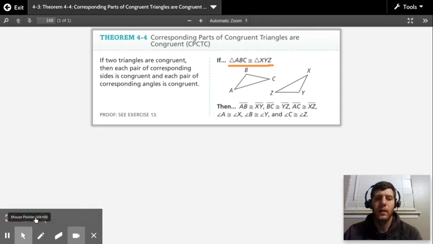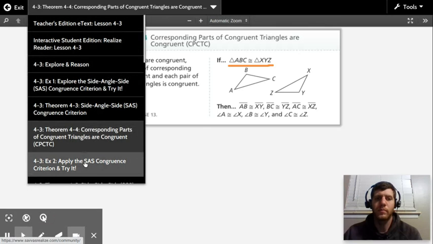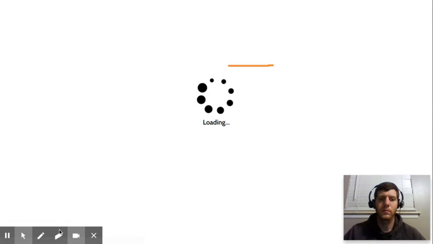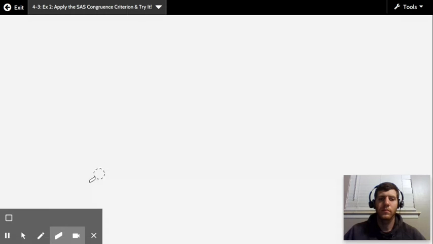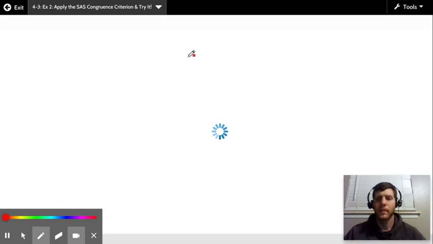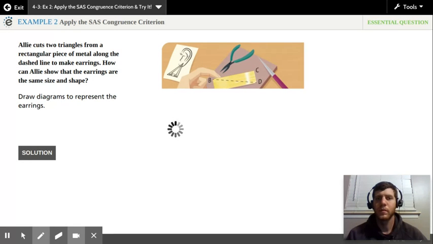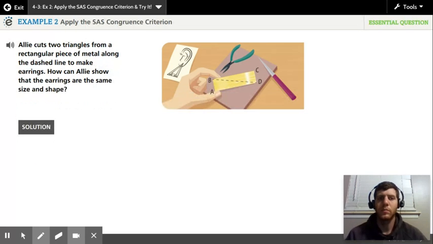So if we look at example 4.2 now, okay, on mine we have a rectangle. Okay, and Allie's going to cut 2 triangles from a rectangular piece of metal along a dashed line to make earrings. How can Allie show that the earrings are the same size and shape?